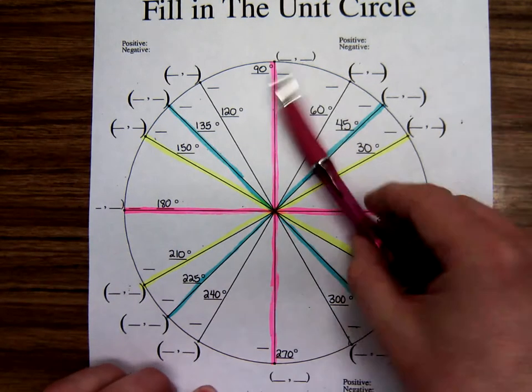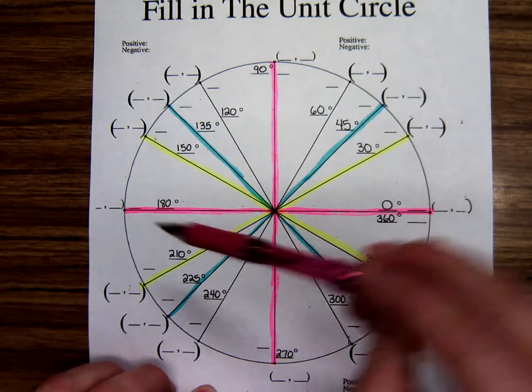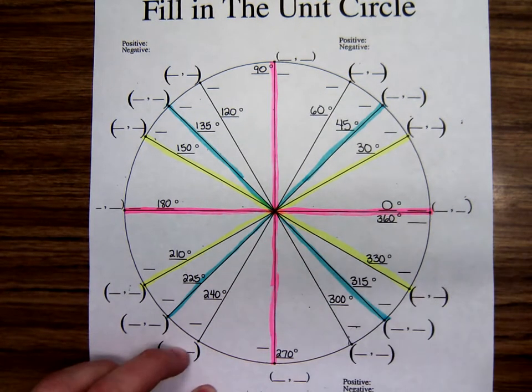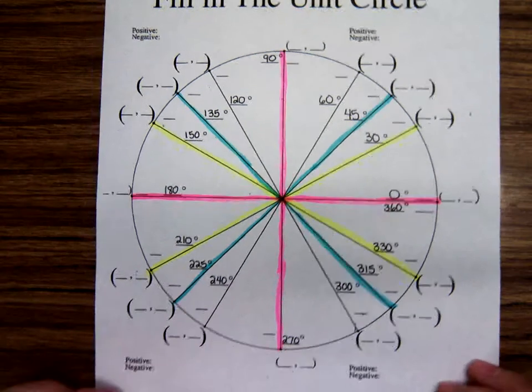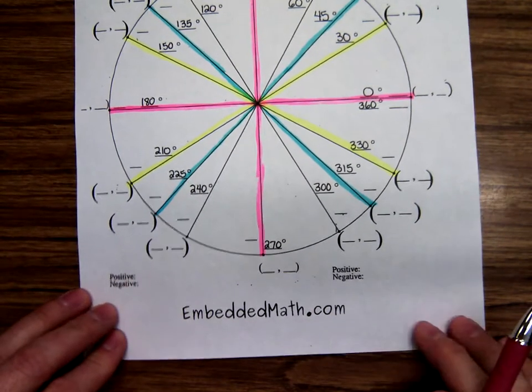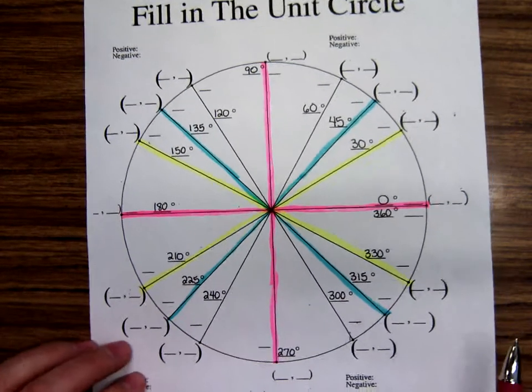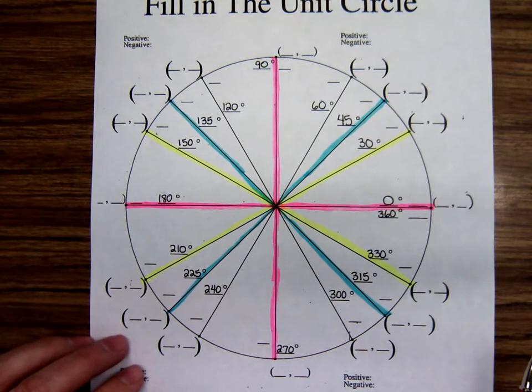I'll do the quadrantal angles first. Those are the four that actually are on the x-axis and y-axis. I got this unit circle from embeddedmath.com. I filled in the degree marks and I added a little color to mine. Y'all are living in a black and white world.